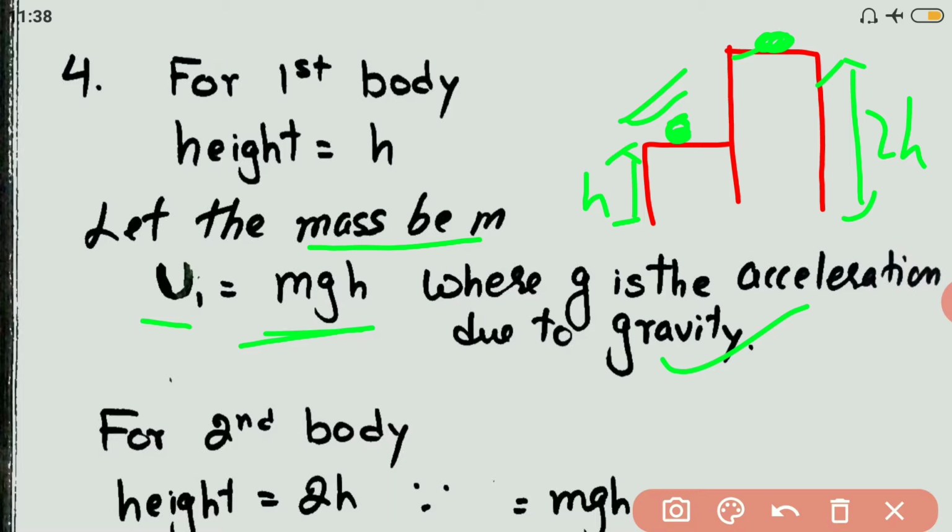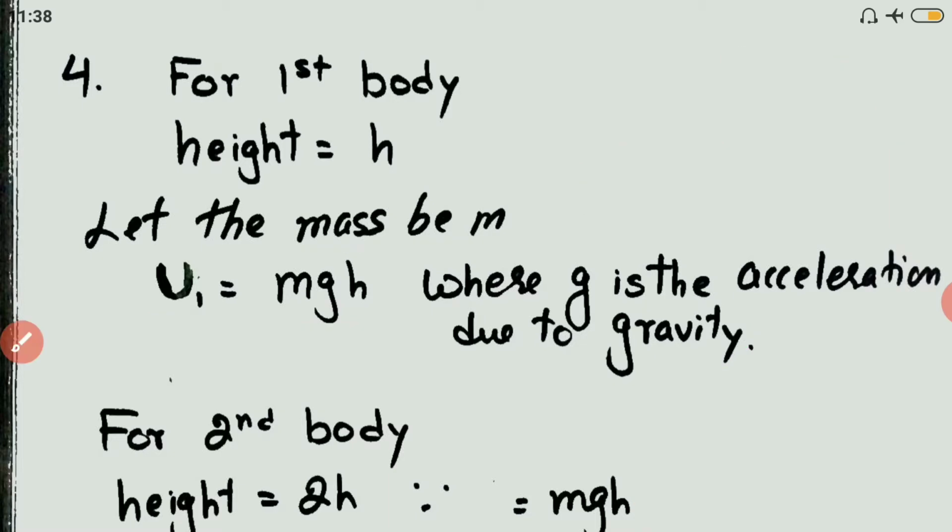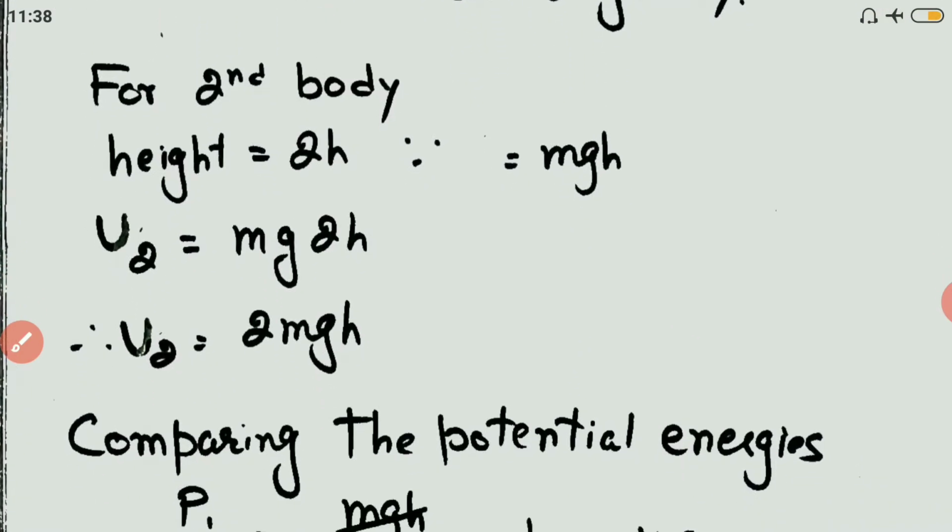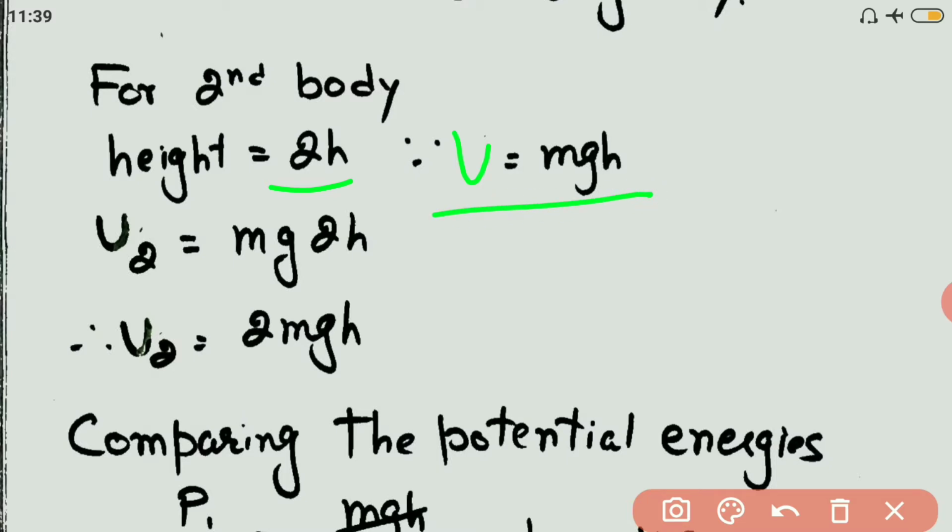Now we can find the potential energy of the second body. Now for the second body, height given to us is 2h, right? Now since U, which is the gravitational potential energy formula, U equals to m into g into h, right, as you all know. So the potential energy of the second body will be u2 equals to m into g into 2h. Why 2h here? Because height given to us is 2h. Now solving this, we shall get u2 equals to 2mgh, right?